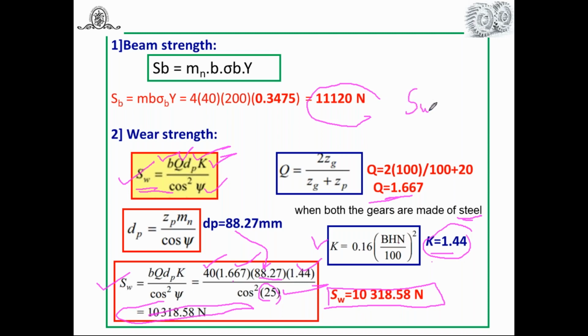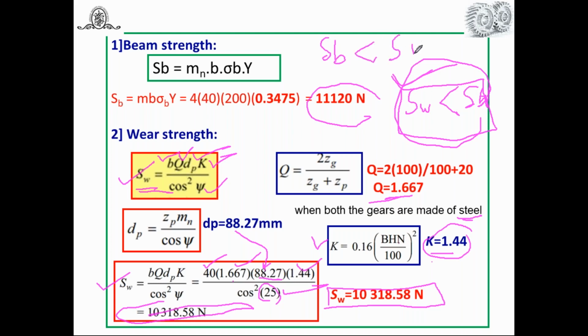Now you can compare. You will find SW is less than SB. You can check it. Which one is smaller? SW is less than SB, because SW is 10,300 and SB is 11,000. That means the wear strength is lower than the beam strength. So what is the criterion? The wear strength is the criterion for further design. Try to understand. And if SB is less than SW, then SB is the criterion.